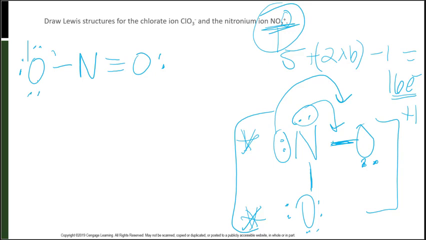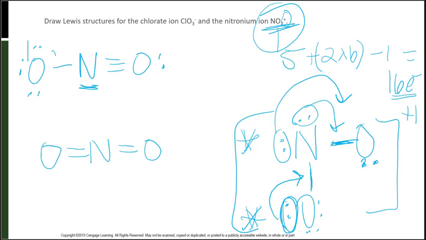But let me ask you, why would this N triple bond to one O and only single bond to the other O? This oxygen could also take those 2 electrons and share them with this nitrogen as well. That would leave me with a double bond to one oxygen and a double bond to the other oxygen. Let's check our atom count.